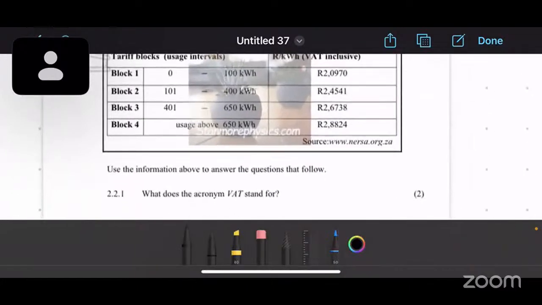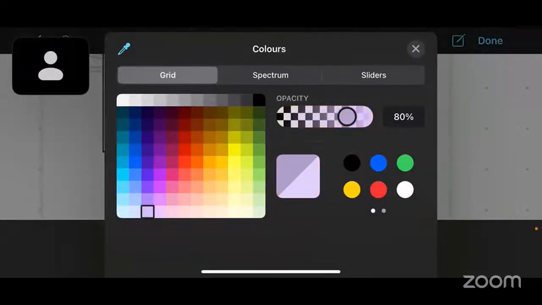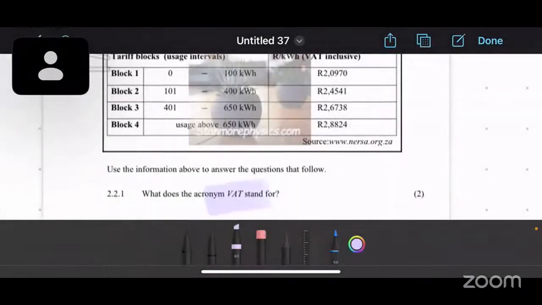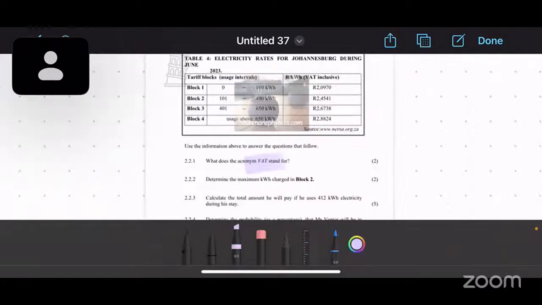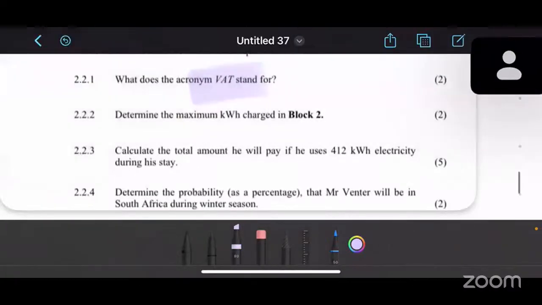Now the first question says, what does the acronym VAT stand for? What does VAT stand for, guys? It stands for value added tax. That is absolutely correct. Value added tax.